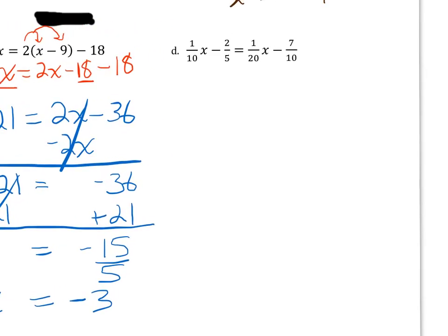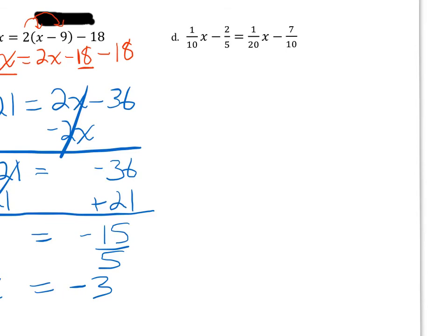And it's part D. It's 1/10 x minus 2/5 equals 1/20 x minus 7/10. All right, and we want to solve this equation for x. Well, we have fractions in this example, and when we're working with fractions, it makes things a little bit more complicated. So what we're going to do is, instead of working with these fractions, we're actually going to clear these fractions.